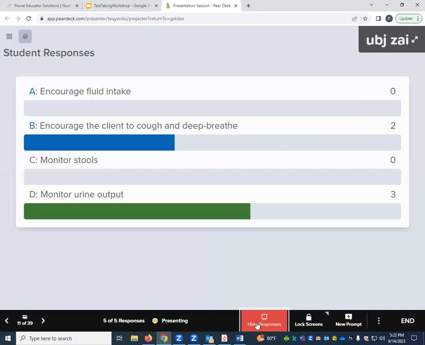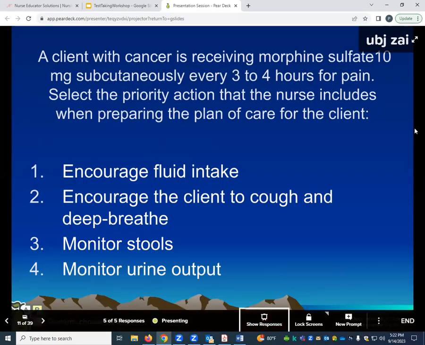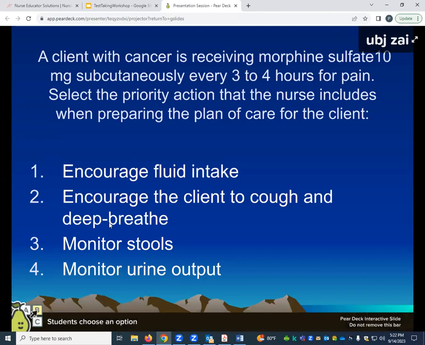Okay, so we got a half and half. Now, when you look at this, you're going to do all of these things. These are all going to be part of your plan of care with the patient getting morphine. But what do you know about morphine that you need to be really concerned about? The fact that it depresses respirations. So encouraging the patient to cough and deep breathe is going to be your priority action.